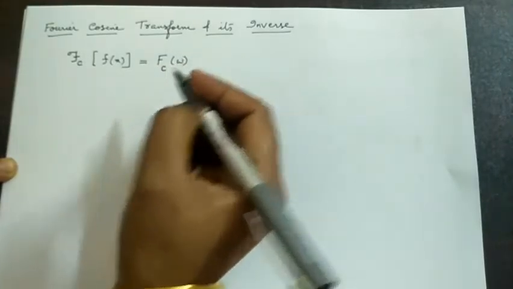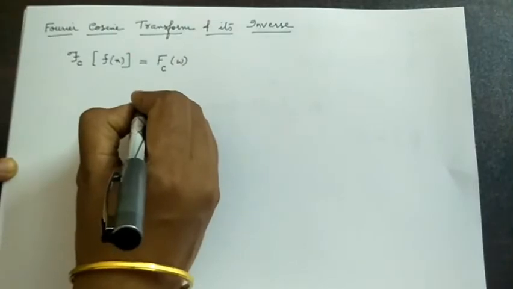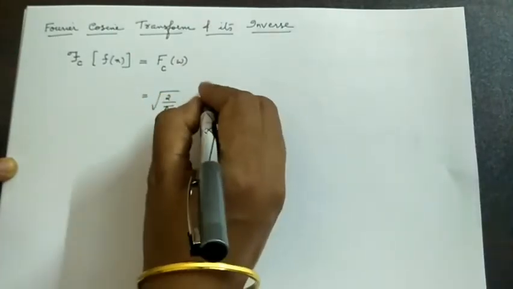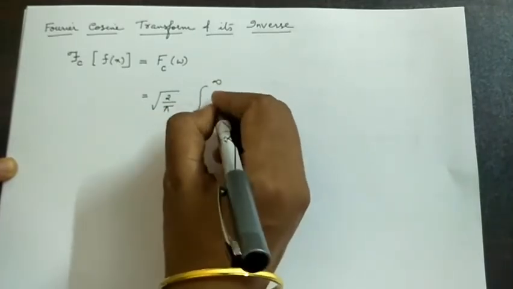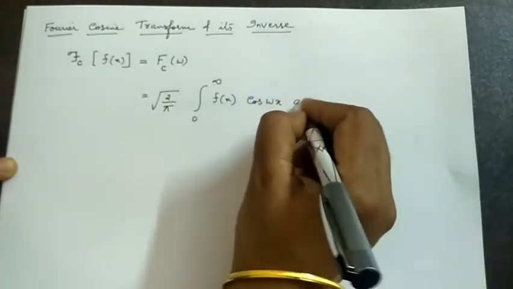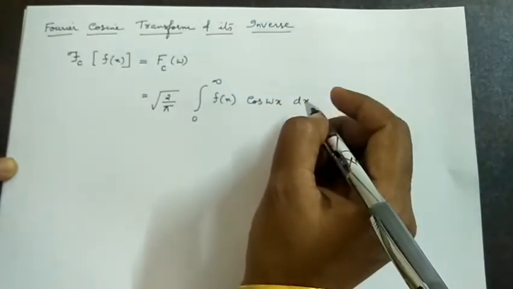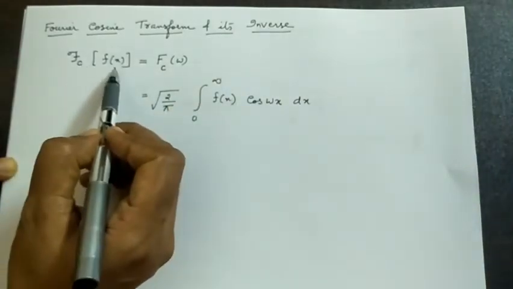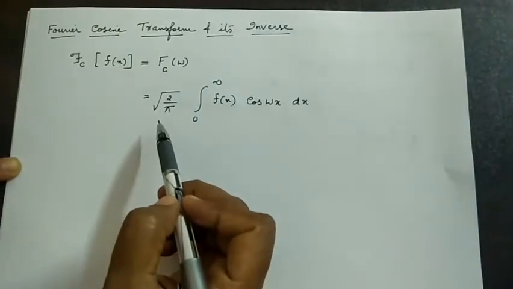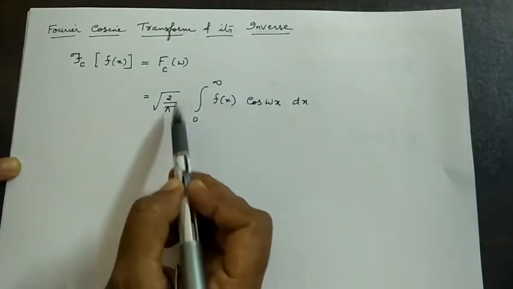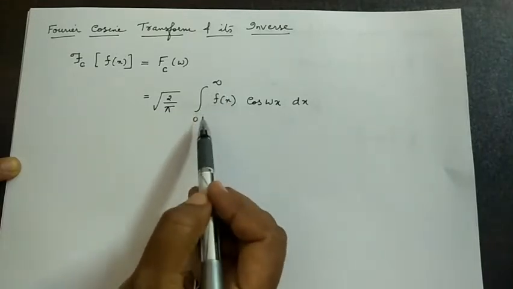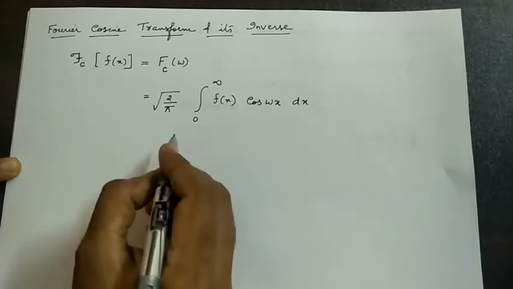We write c as a suffix, which is equal to square root of 2 by pi. The formula is integral from 0 to infinity f of x cos omega x with respect to x. This is the Fourier cosine transform of a function of x, and it is denoted by fc omega, which is equal to square root of 2 by pi integral from 0 to infinity f of x cos omega x dx.